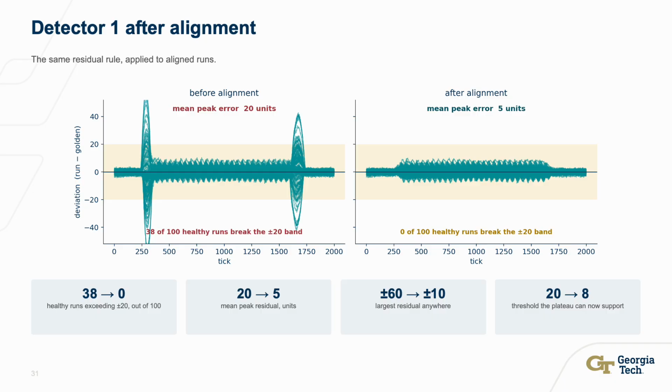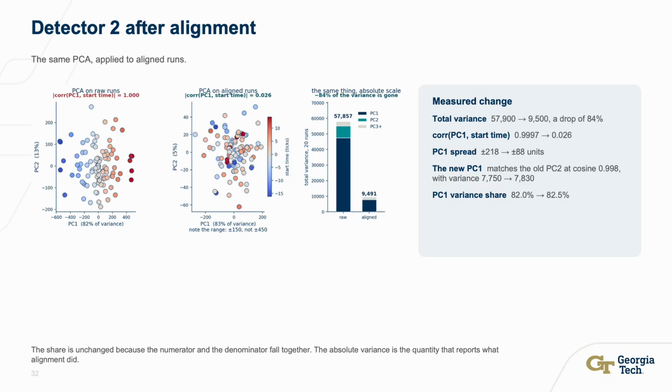With the ramps quiet, the threshold can come down from 20 units to about 8, which is now below the 10 unit set point fault. The detector can catch the fault from slide 7, which it could not do before. Nothing about the detector changed, just 1 pre-processing step on the input. Same for the second detector: same PCA applied to the aligned runs.